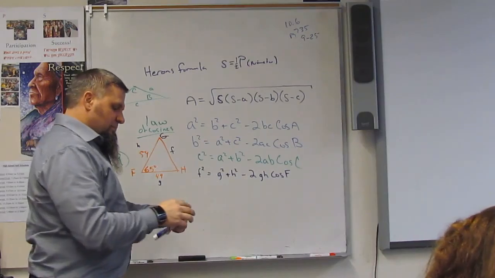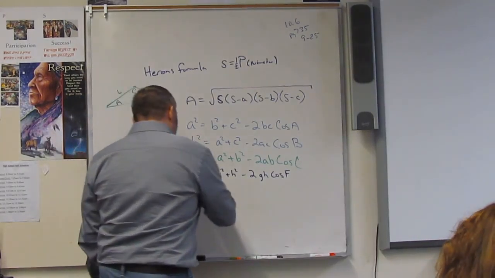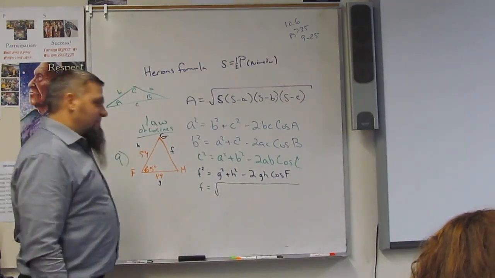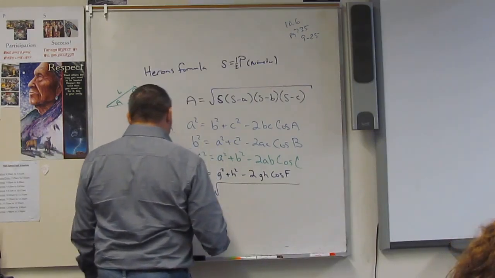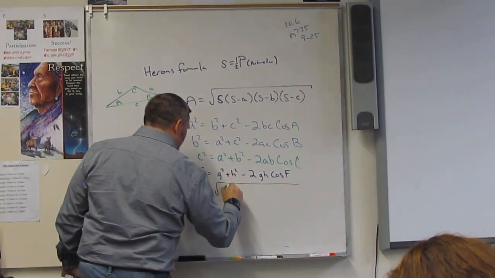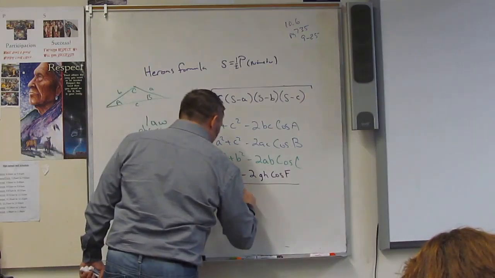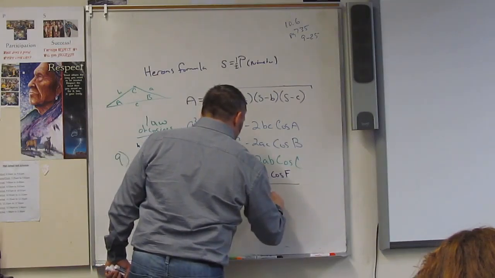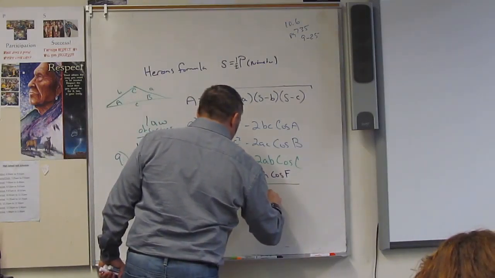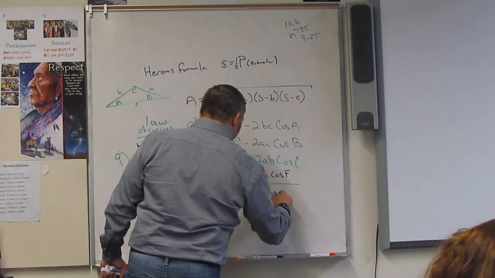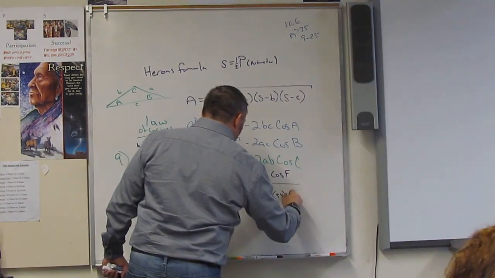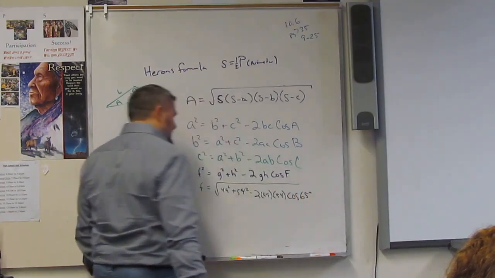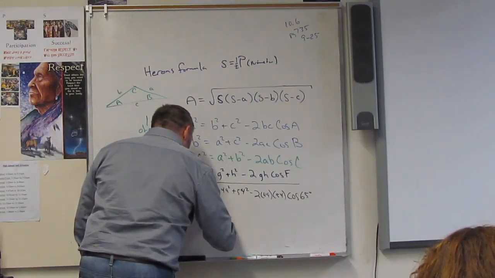You can't plug it in a calculator? Oh yeah, you sure can. F is actually equal to the square root of all of that, right? So F is actually the square root of 49 squared, plus 54 squared, minus 2 times G, which is again 49, times H, which is again 54, times cosine of F, which is 65. And that's what F is going to equal.